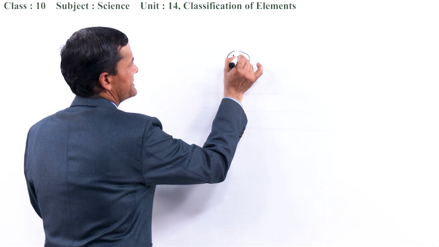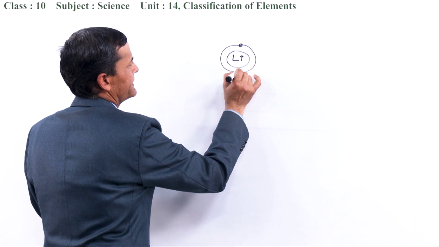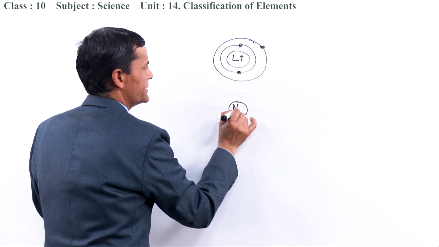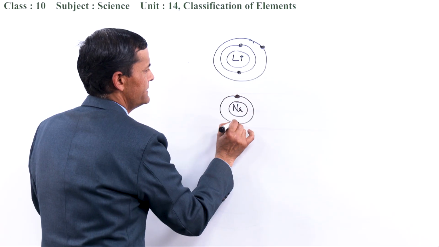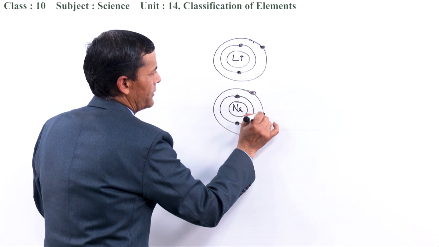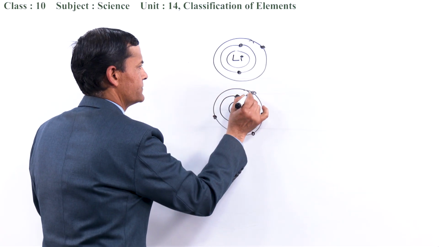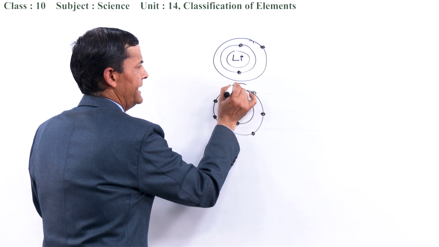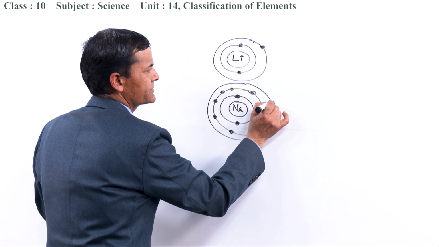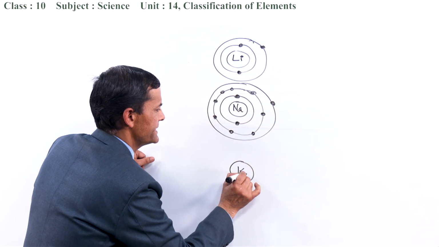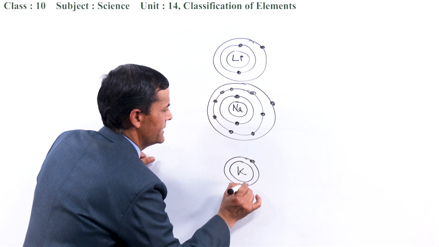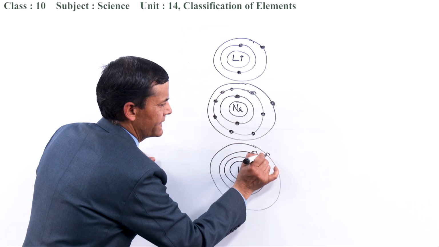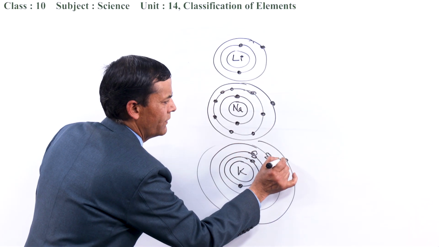Look at it. Lithium: first cell 2 electrons, second cell of lithium has 1 electron. After lithium, there is sodium. Sodium: first cell 2 electrons, second cell, how many electrons in the second cell of sodium? 8 electrons: 1, 2, 3, 4, 5, 6, 7, 8. And the outermost cell contains how many electrons? 1 electron. Similarly, in the case of potassium, look here, first cell 2 electrons, second cell 8 electrons, remember. Third cell also 8 electrons, and the final cell contains 1 electron.